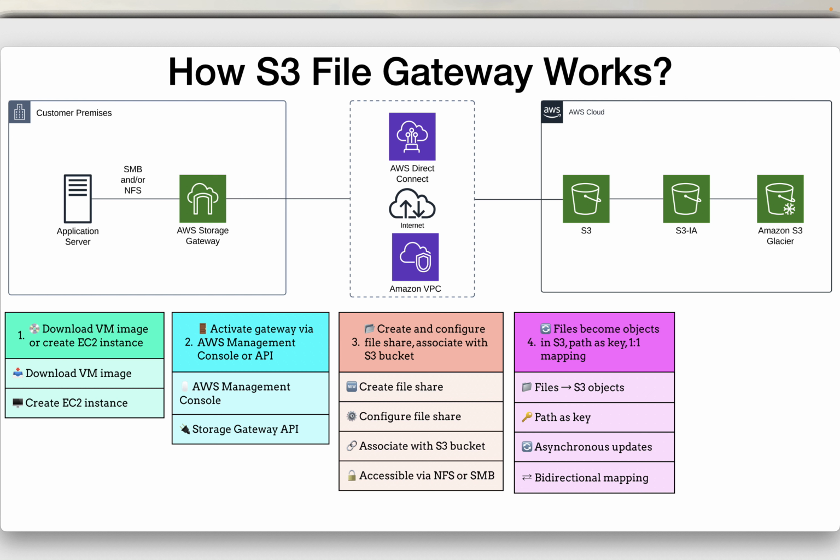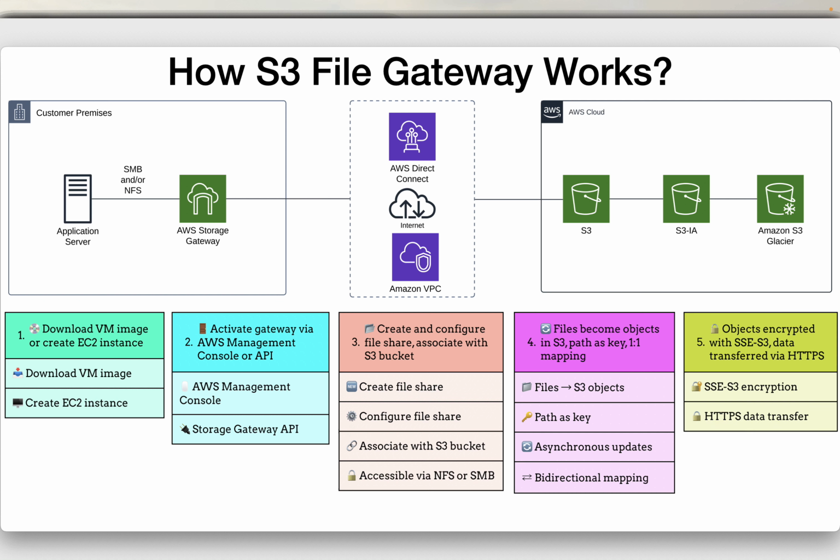Files written to a file share become objects in Amazon S3 with the path as the key. There is a one-to-one mapping between files and objects, and the gateway asynchronously updates the objects in Amazon S3 as you change the files. Existing objects in the S3 bucket appear as files in the file system, and the key becomes the path. Objects are encrypted with Amazon S3 server-side encryption key, SSE-S3. All data transfer is done through HTTPS.